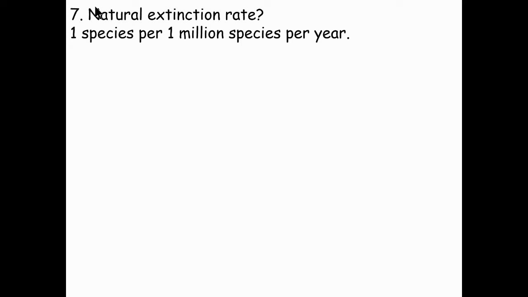The natural extinction rate is 1 species per million. I looked it up today. There are 8.7 million species on the planet that we know of, which basically means that the natural extinction rate would be about 8.7 species disappearing each year.